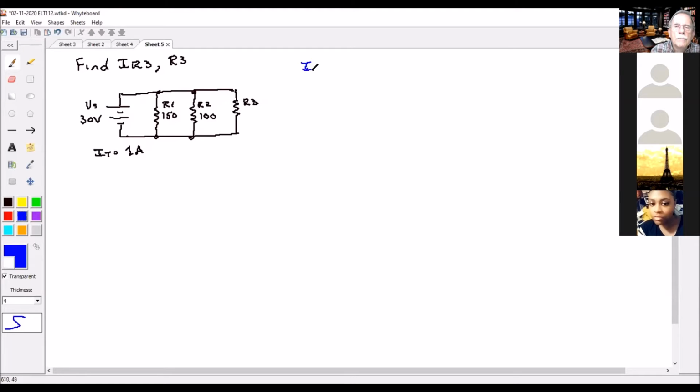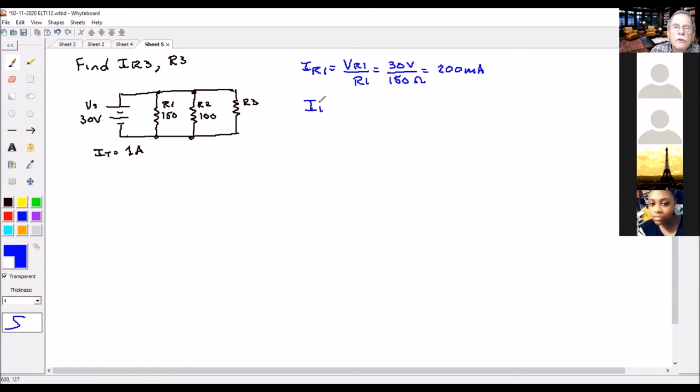What we could do first is find I sub R1, which is the voltage across R1 divided by R1. So the voltage across R1 is the 30 volts divided by R1, which is 150 ohms. So what is that, 200 milliamps? Somebody with a calculator want to double check that? 0.2, 0.2 amps. Yes.